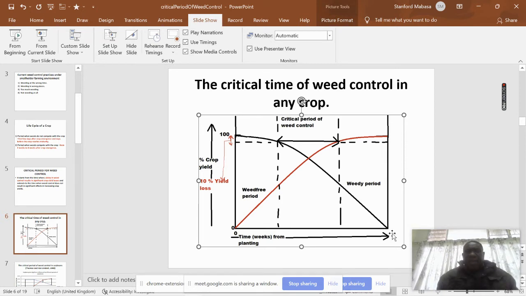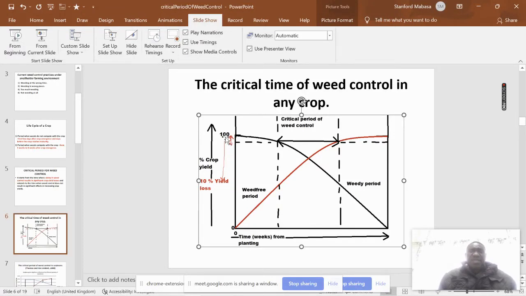And if we focus on the red curve, which is the weed-free period, as we give the crop weed-free condition, and we increase that condition, we also increase the grain yield. So we now have two superimposed graphs, one represented by a black curve, the weed period, the other one with a red curve, the weed-free period. And here on this y-axis, we have got yield.